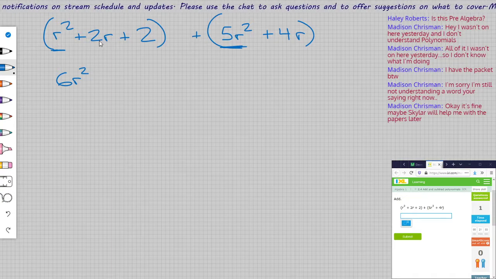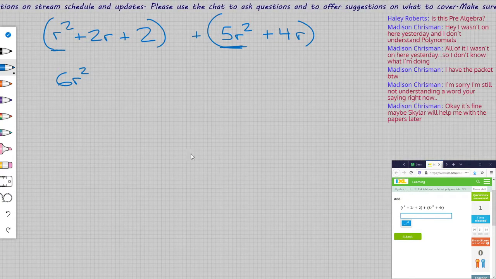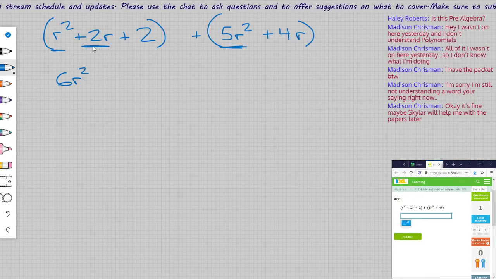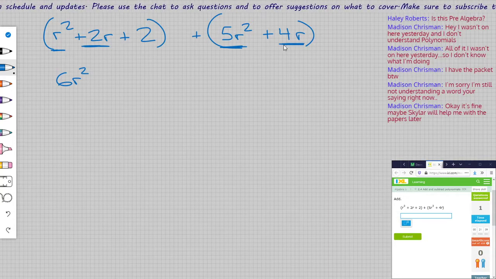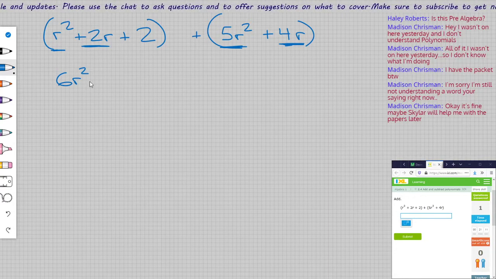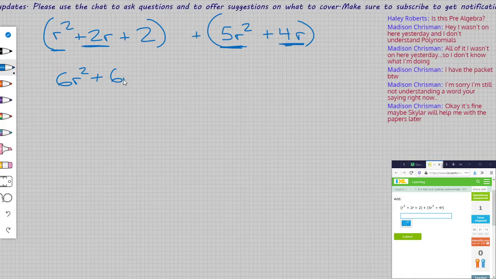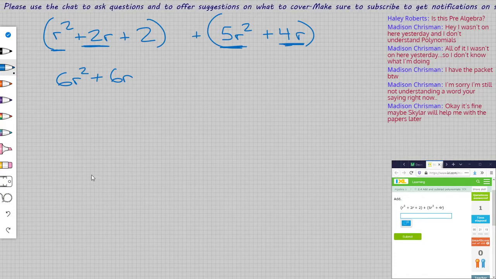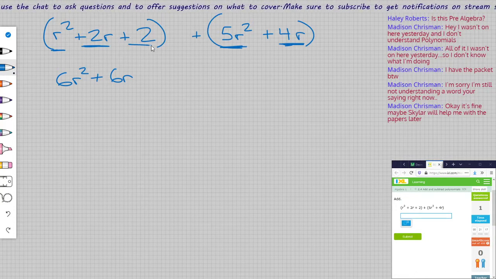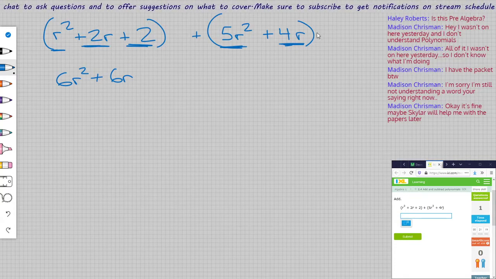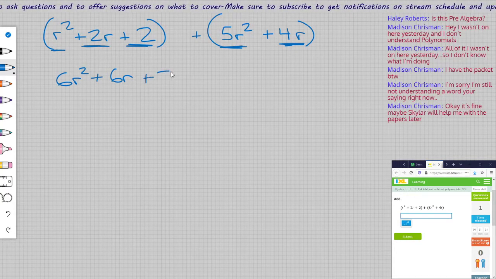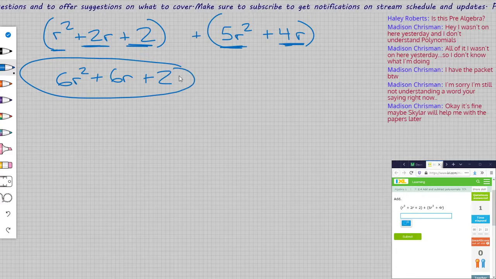Then you're going to add your 2r to your 4r. Because again, they have the same degree. So then we're going to add that, and that's going to be 6r. And then lastly, we have just plus 2. We didn't have another constant term over here, so you just write plus 2, and that would be your answer.